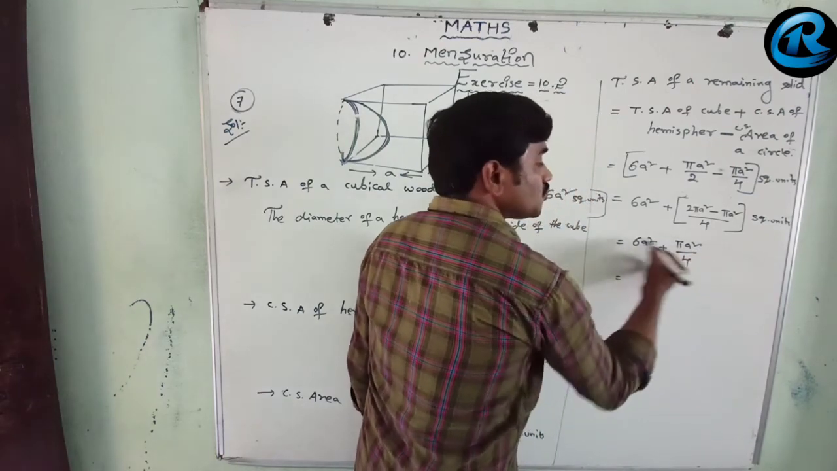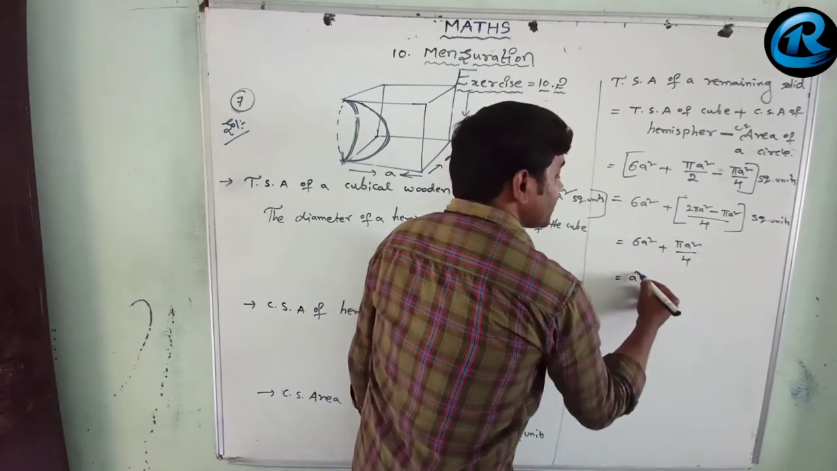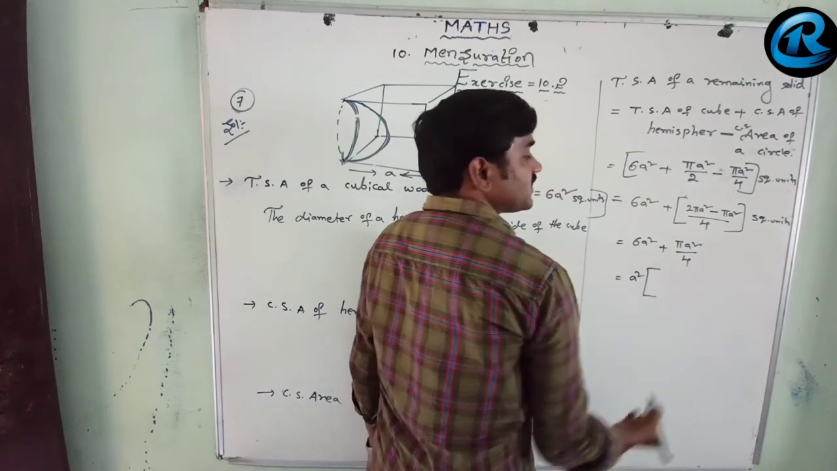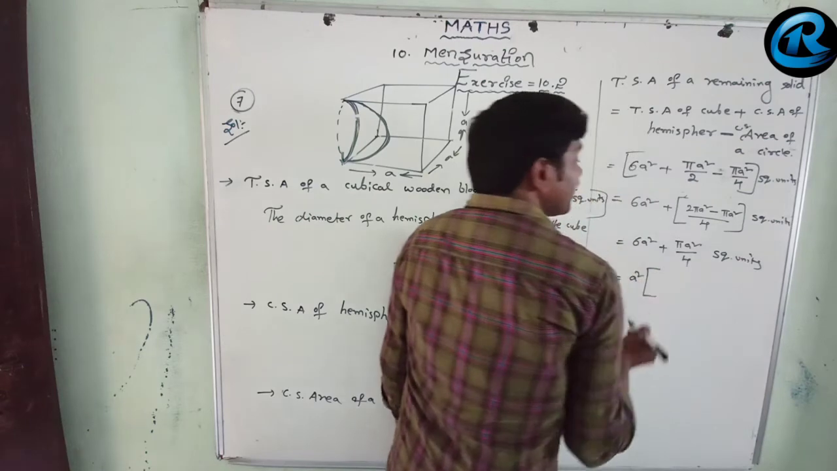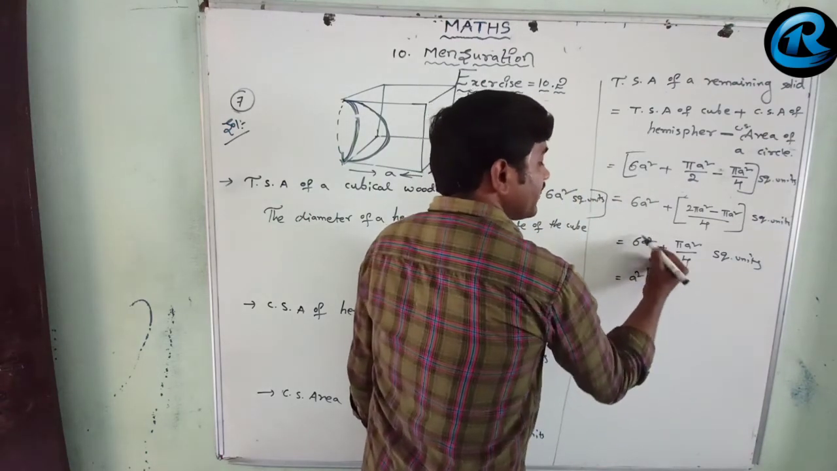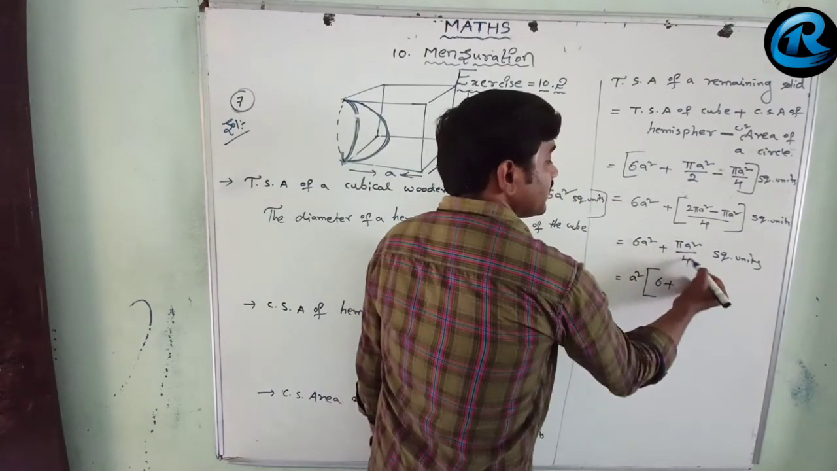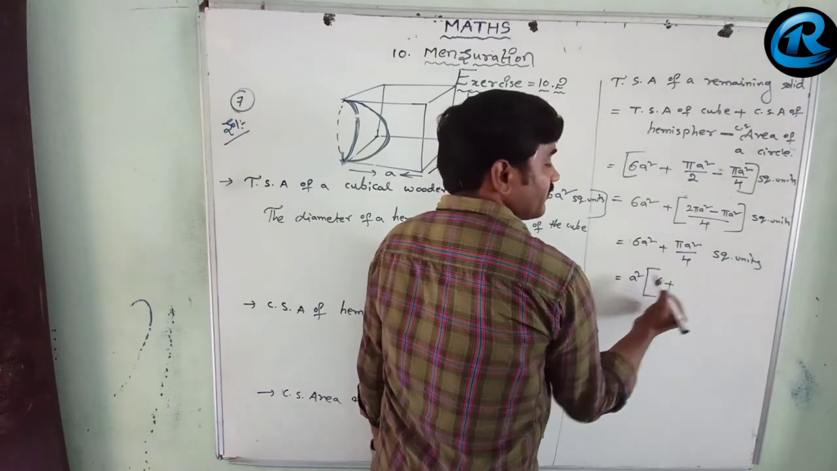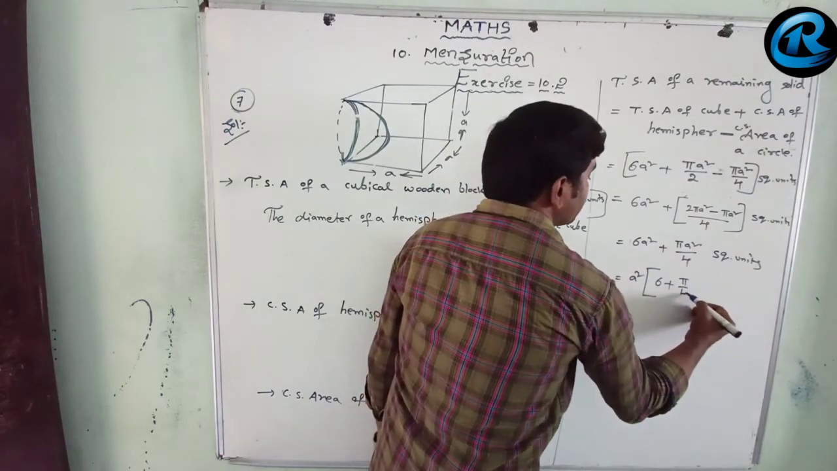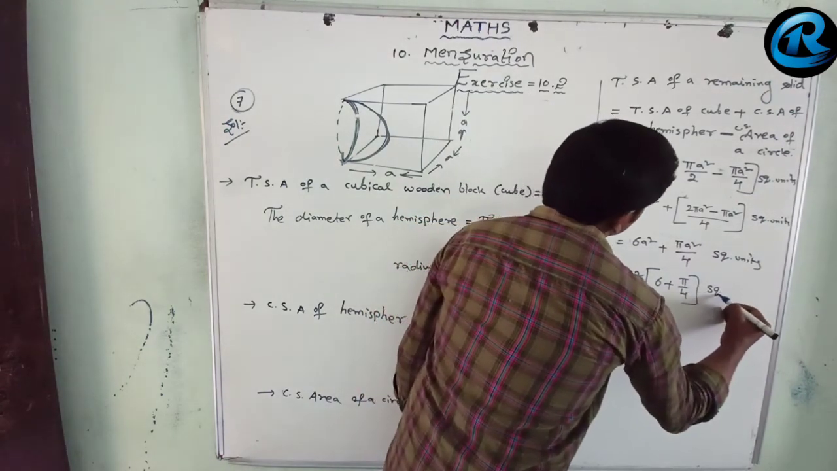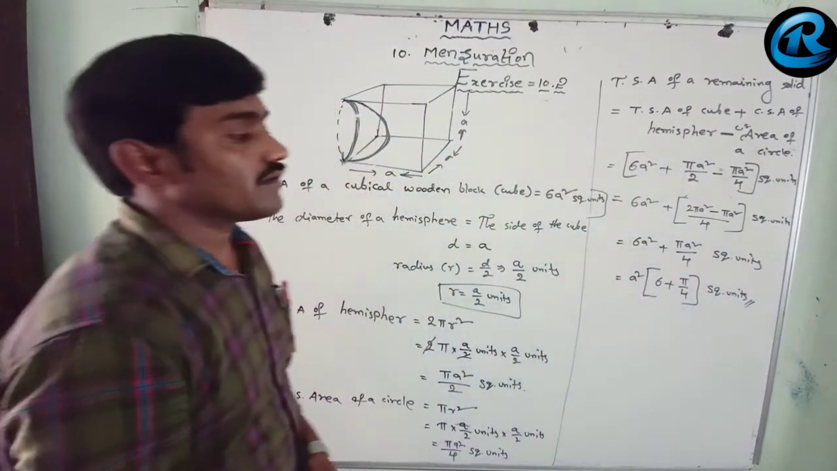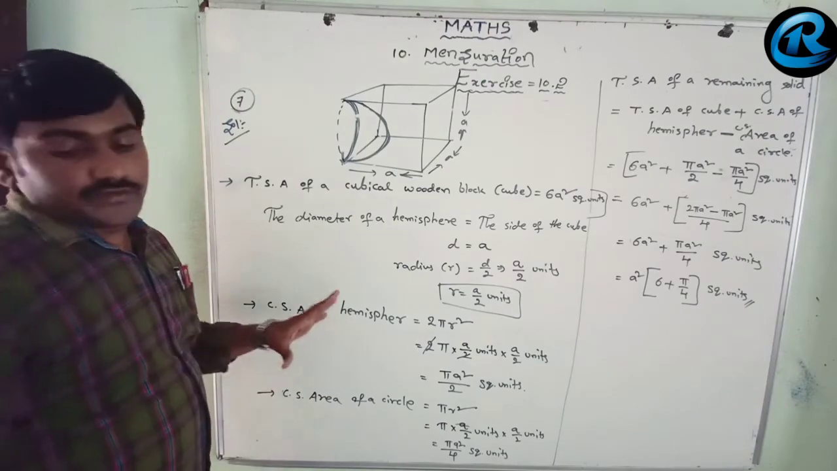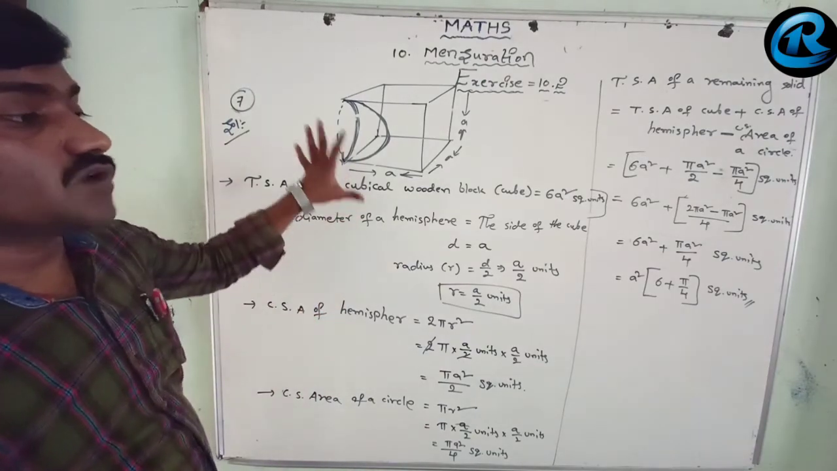Now if you observe in these two things, a square is common. If you take out a square as common, what will be left here? 6 plus, here already a square we took as common, so 5 pi by 4 will be left, that is a square units. And this is the total surface area of the remaining solid figure.